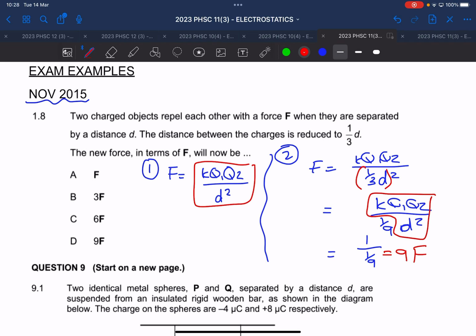Remember we did this with Newton's gravitational law as well? Yes. Okay, so our answer is D.